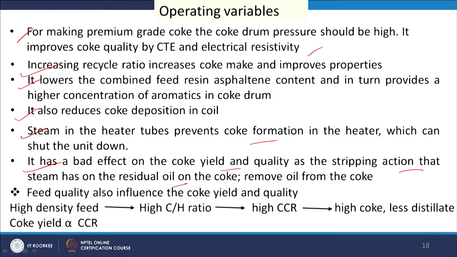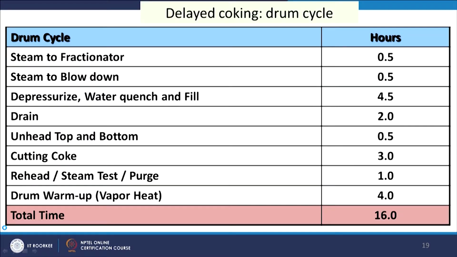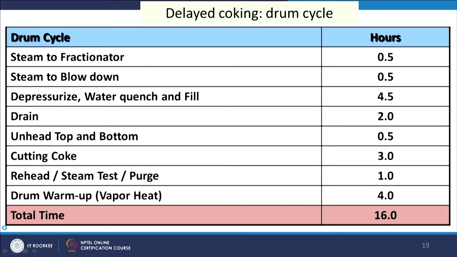So, we can summarize that a high density feed will give a high carbon by hydrogen ratio and high CCR, which gives high coke, less distillate, and less gas, and coke yield is proportional to CCR. Now, in delayed coking, first the feed is heated in the furnace, then it goes to the coke drum, and from the coke drum the vapor goes for fractionation at the upper part, and from the bottom part we get coke from the coke drum. So, this is a cycle.